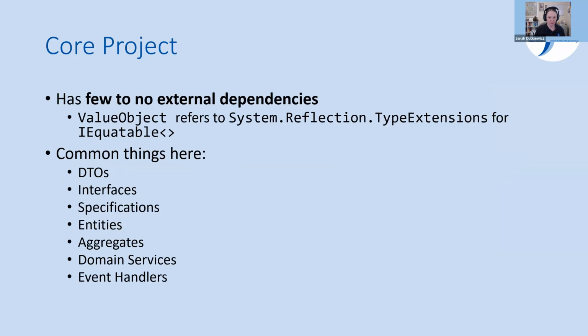So there's going to be the Core project, which again has few to no external dependencies. Now you'll see a value object in this template. This goes back to domain-driven development. But you'll also see things like your DTOs, your interfaces, your specifications, entities, things like that will belong here at the core layer. If you're dealing with DDD, you'll see entities and aggregates and domain services and event handlers. All of those are within the core.